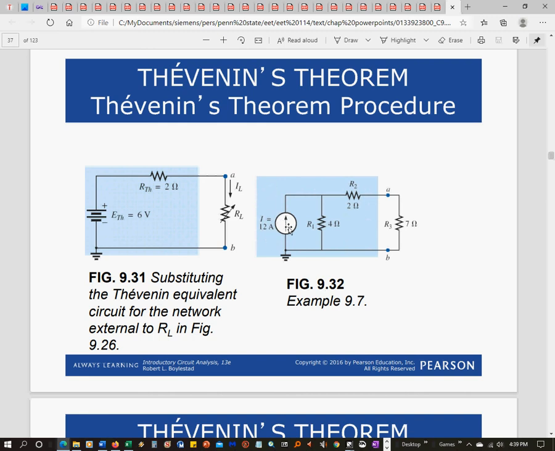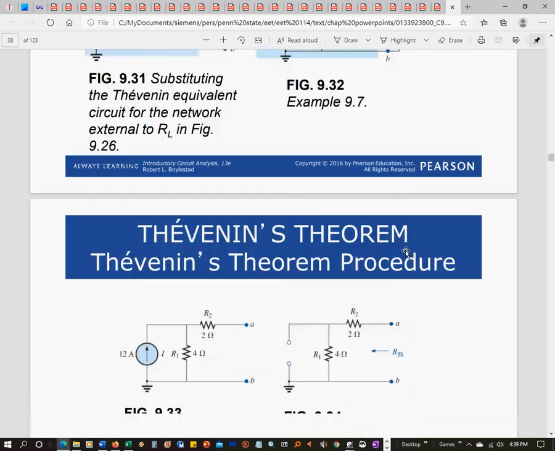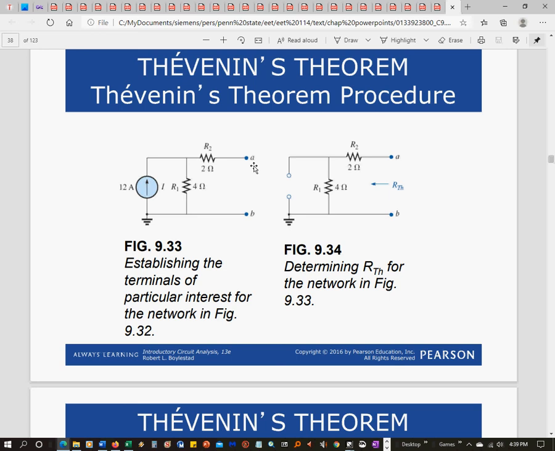We have a current source in parallel with a resistor, and they're both in series with R2, another resistor. You identify your Thevenin circuit, you put your terminals marked A and B. This is your load resistor right here. So what you do is take out the load resistor, and then first step, since this is a current source, you make it an open circuit.